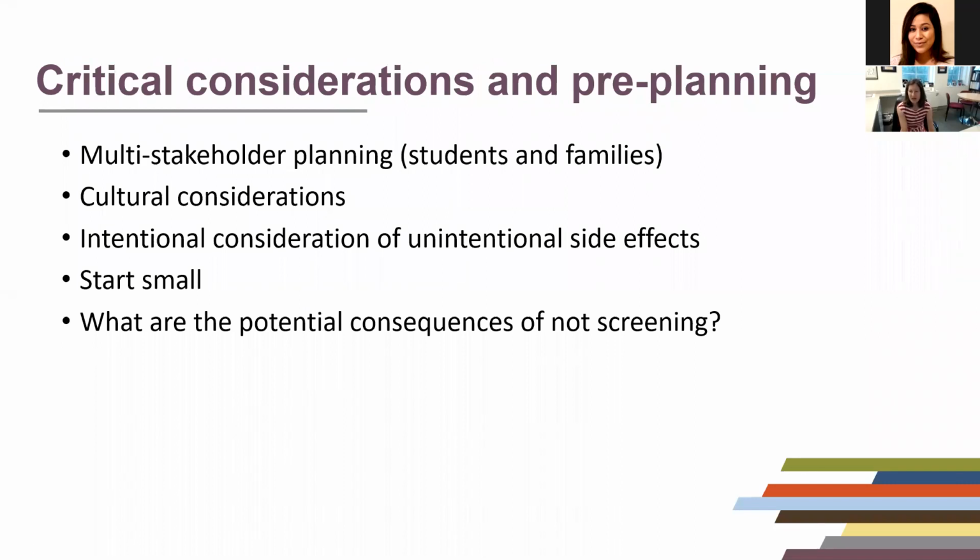Before we even think about what our process might be, we want to make sure that we are very slow, methodical, and thoughtful about this process. So as you will hear from John Crocker today, and as many folks who are doing school mental health screening will say, what was critical to their success was a multi-stakeholder planning process with students and families at the forefront. There was deep consideration around cultural needs and the specific needs of the student body, and a really intentional consideration of unintentional side effects.